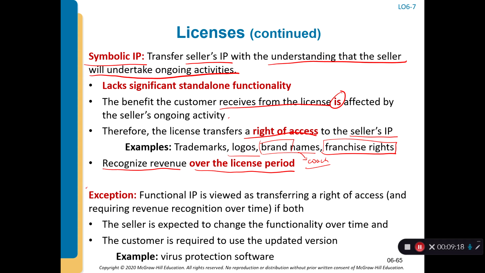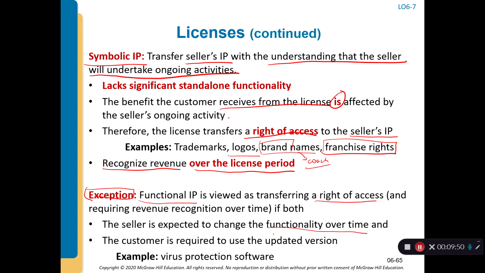And then one exception. In terms of functional IP, which we recognize revenue at a point in time as a transfer of the right of access, it is if the seller is expected to change the functionality over time. If it is considered functional intellectual property, however, it will be recognized over time if the right of access is expected to change, such as with a software upgrade.